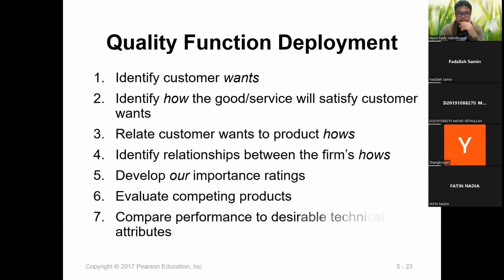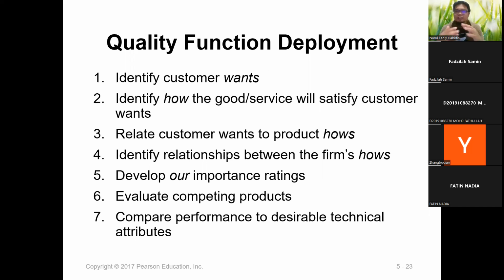Still in QFD, identify customer wants, identify how the good service will satisfy the customer wants. Okay, when we talk about the customer, we learn about QFD. But right now, we have many templates. And nowadays we have many templates.